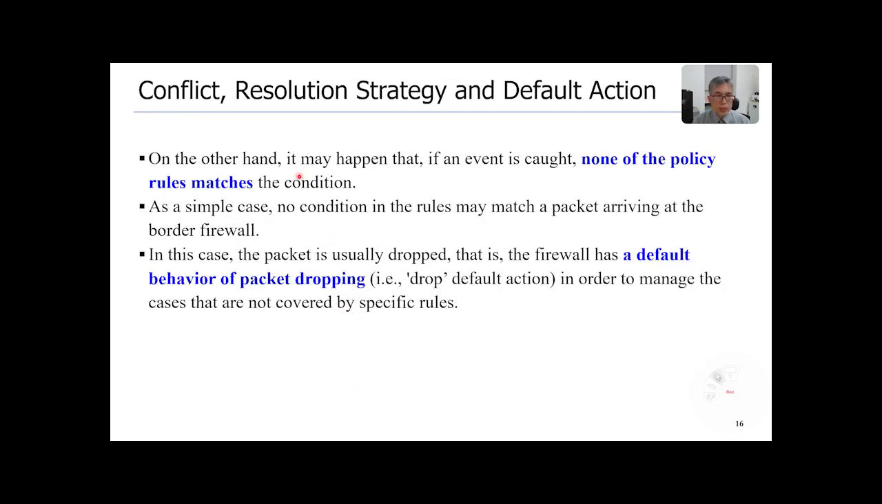On the other hand, it may happen that if an event is caught, none of the policy rules matches the condition. A simple case is that no condition in the rules may match a packet arriving at the border firewall. In that case, the packet is usually dropped because of the default behavior of the firewall. Packet dropping, okay?